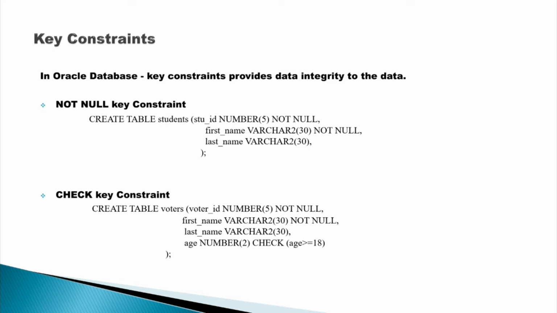In the voters table, we have multiple columns like voter ID, first name, last name, age, address, and so on. Here, the age column will check if the age is greater than or equal to 18, then it will insert that record in the table. If the voter's age is less than 18, then it will not allow you to insert that record in the table. It will throw a check key constraint violated error.